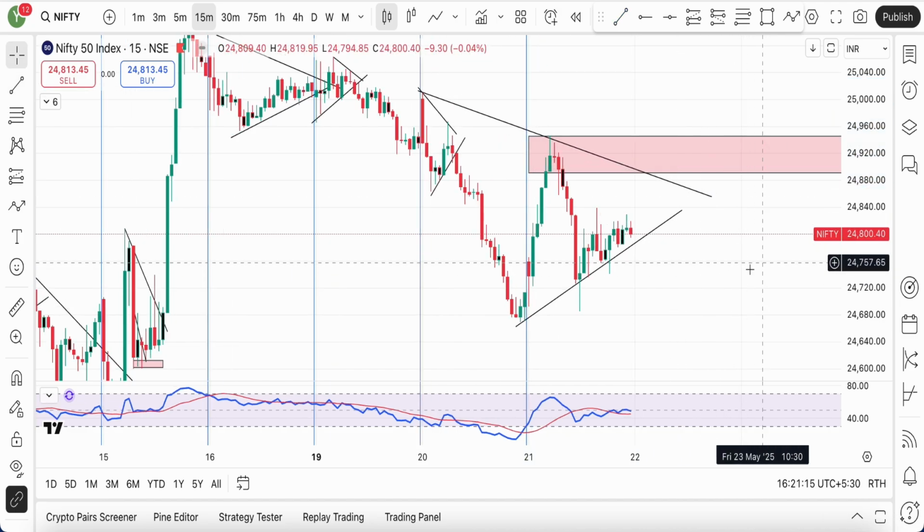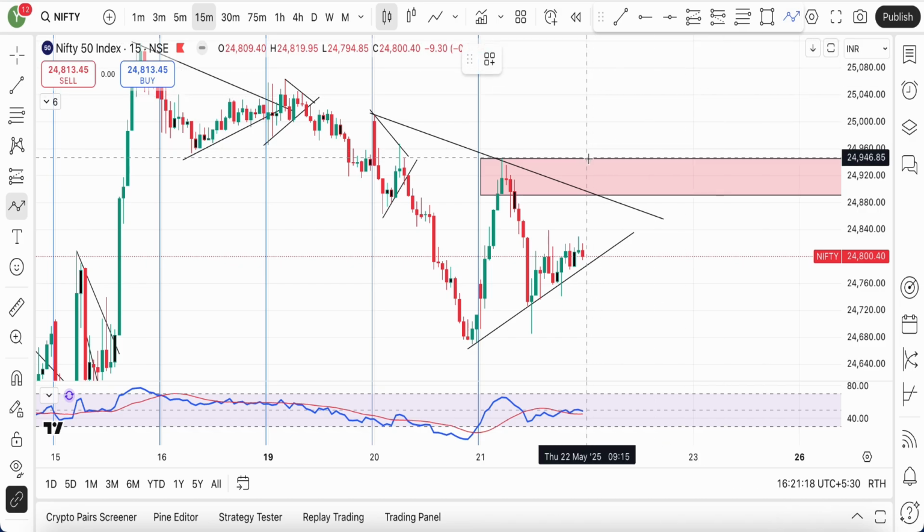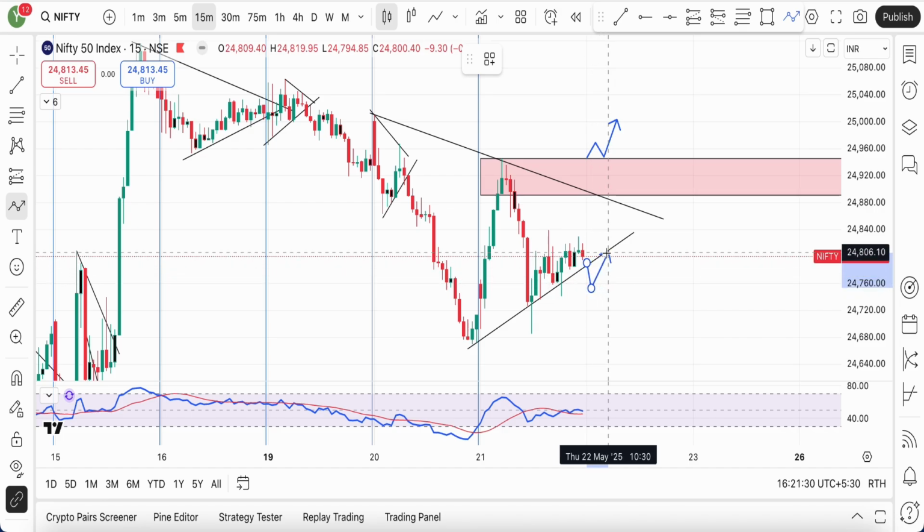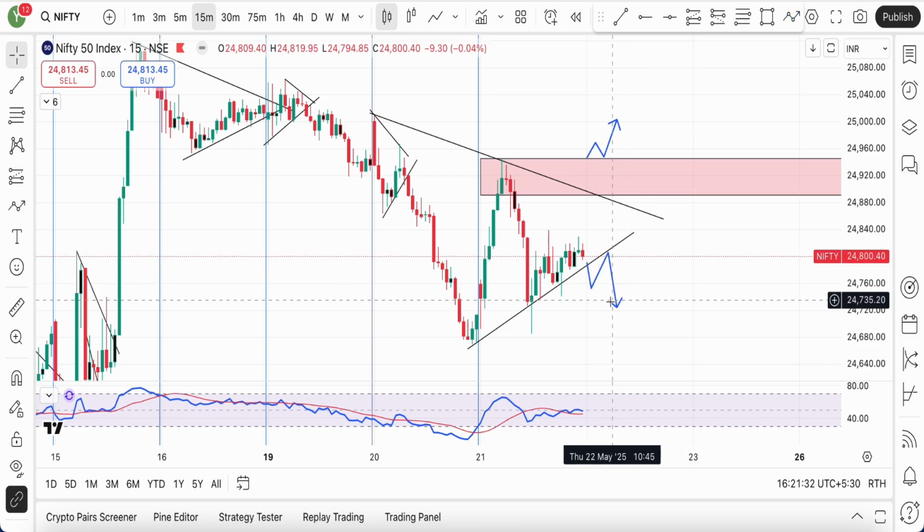So we'll just mark this. Any long trade, please make sure only above this high. For a short trade, we will wait for a candle to give us a closing below this trend line, and then we wait for a pullback, right?